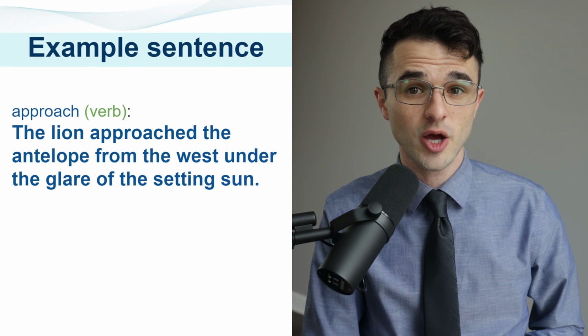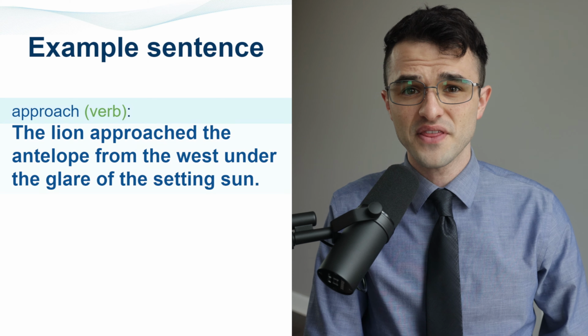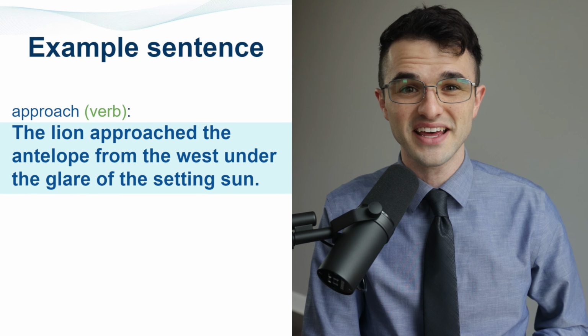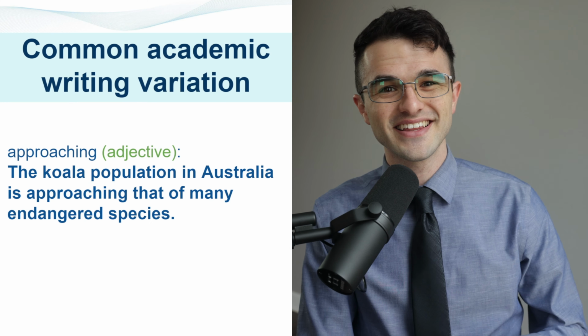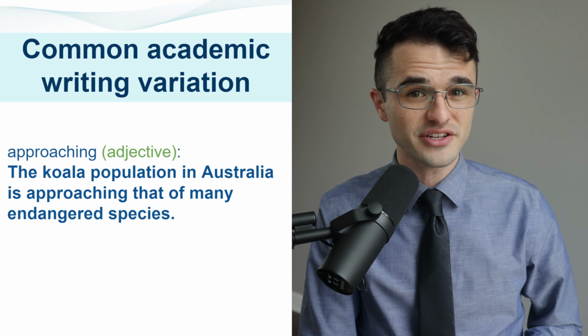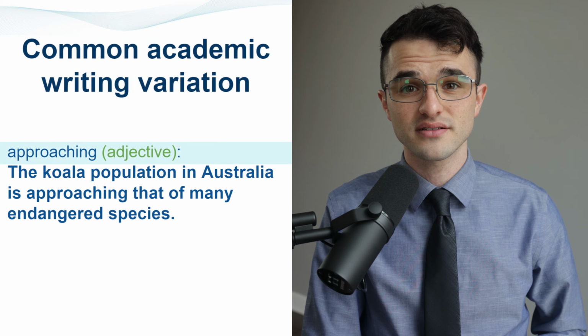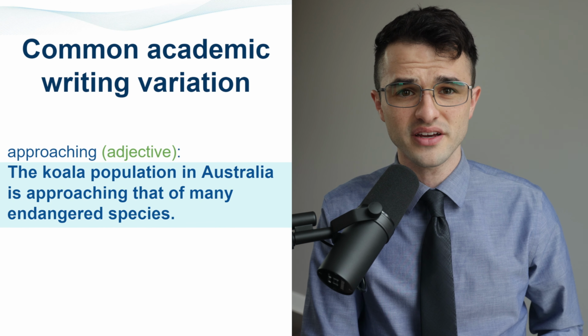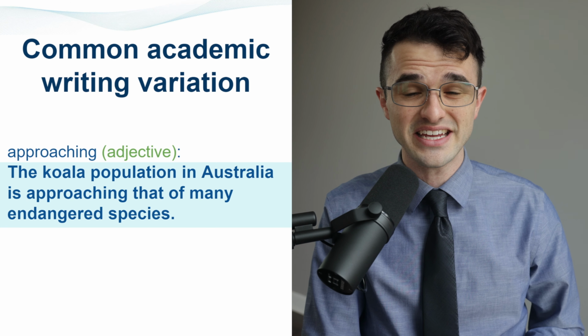Example sentence: approach, verb. The lion approached the antelope from the west under the glare of the setting sun. The common academic writing variation is approaching, adjective. The koala population in Australia is approaching that of many endangered species.